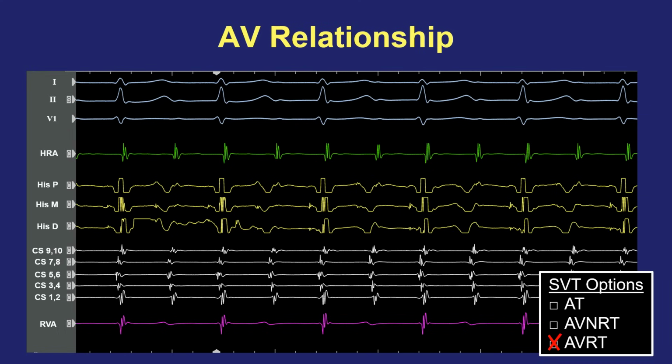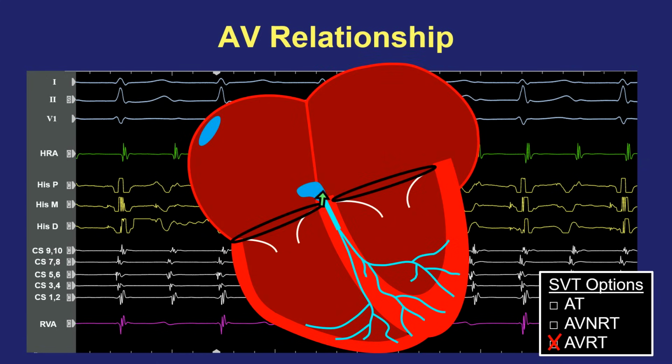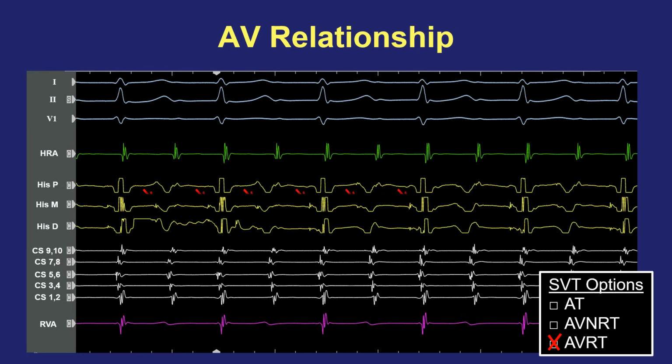What about AV-NRT? Is it possible to have AV-NRT with a non-one-to-one AV relationship? Well, think of the AV-NRT circuit within the AV node. Is it possible for you to conduct down and have block down to the ventricles and have AV-NRT sustain? Absolutely. You could have block in the His bundle or in the bundle branches and still have the AV-NRT circuit intact. So you absolutely can have a non-one-to-one AV relationship and still have AV-NRT sustain.